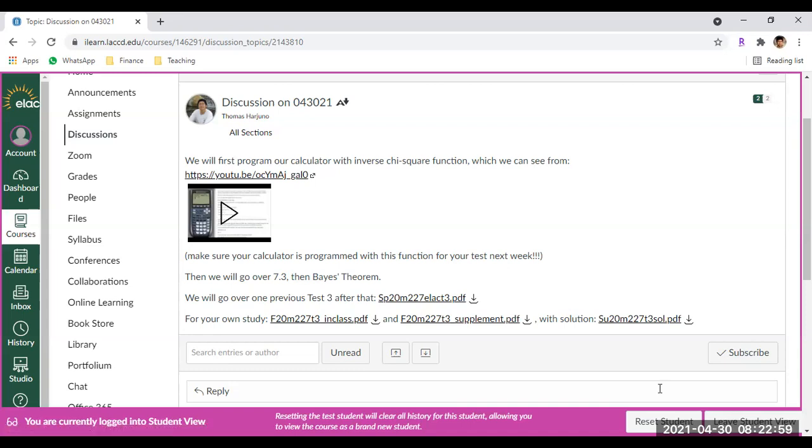But for us to do 7.3, I need you to first program your calculator with this inverse chi-square function. Have you done so? I think I asked you to do this last week. But if not, then we can do that together right now. Okay, let's do it.